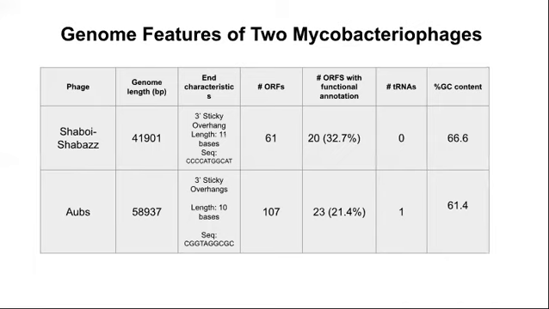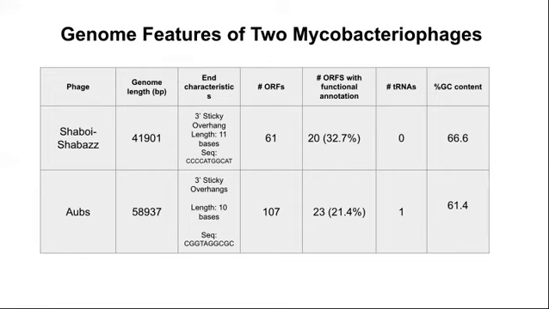The phage ShaboiShabazz had a length of 41,901 BP. ShaboiShabazz had 61 open reading frames, 20 with functional annotation. It had 0 tRNA and a percentage of 66.6 guanine cytosine content. Characteristics were a 3' sticky overhang and 11 bases.